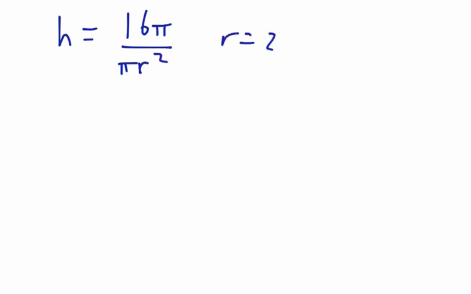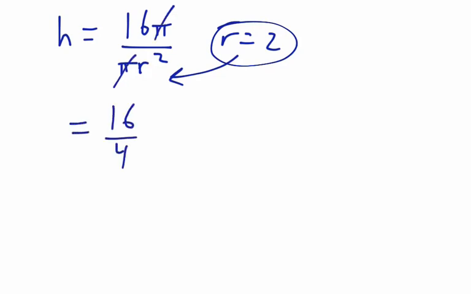Well, to figure out the height, we had the relationship that the height was 16π over πr² from the first part of it. And we just found out that r equals 2. So all I'm going to do is plug in r equals 2. Remember, the π's cancel. Great. I get 16 over 4, and so the height that minimizes this is 4.